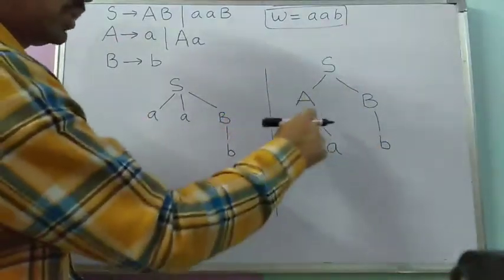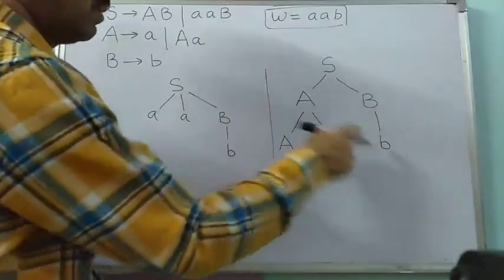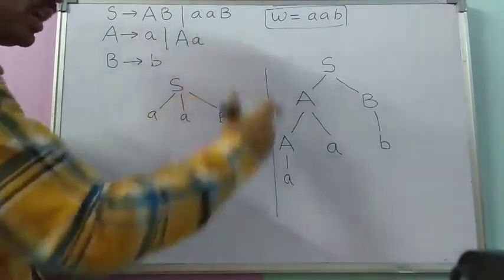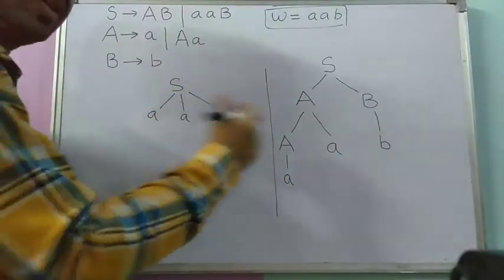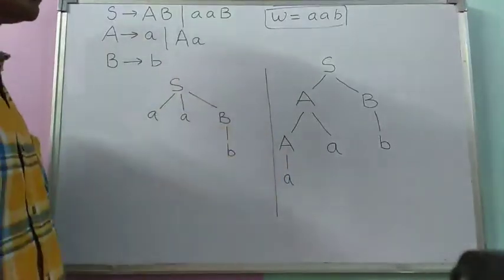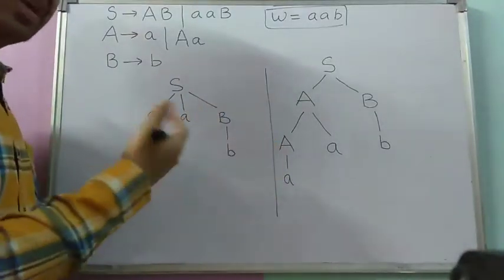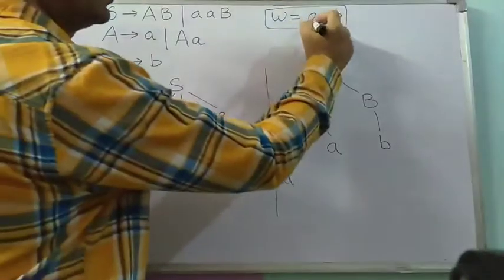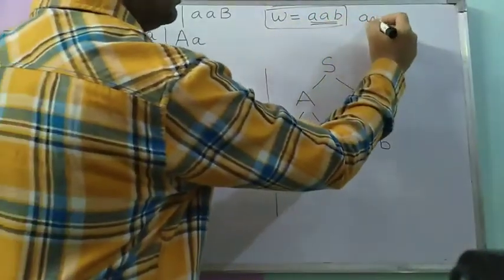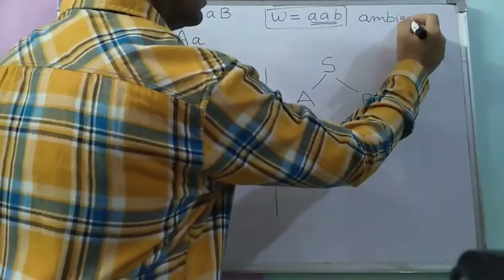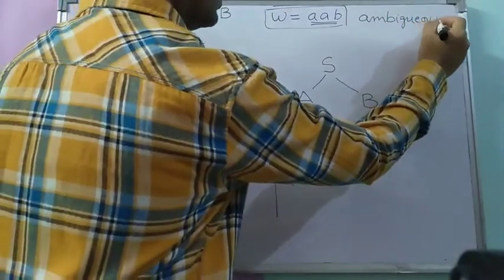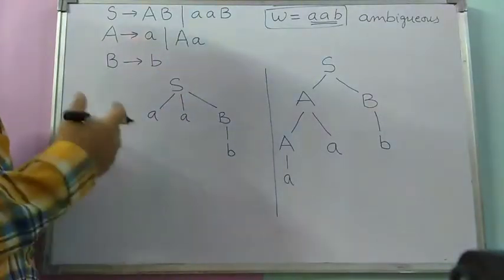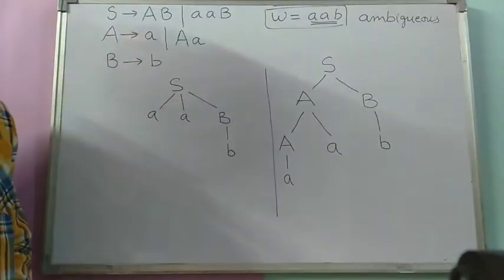Again, you see that the yield of this derivation tree is the same word, but the structure of this tree is different from the previous tree. So we are getting two different derivation trees, or in other words, two different derivations for the same word. That's why this word is ambiguous. As this word is ambiguous, the whole grammar is ambiguous. In this manner, we can prove that the grammar given to us is ambiguous.